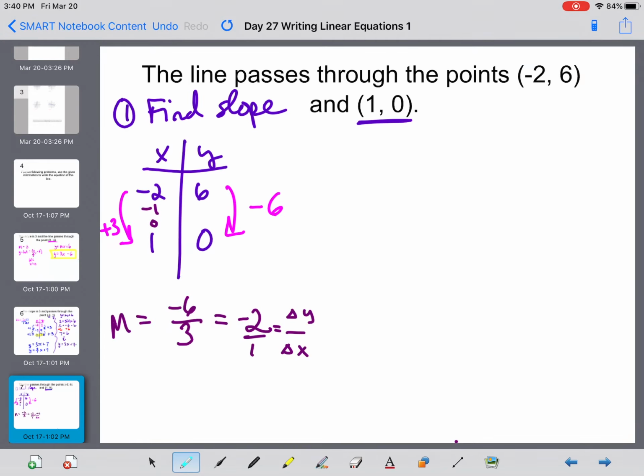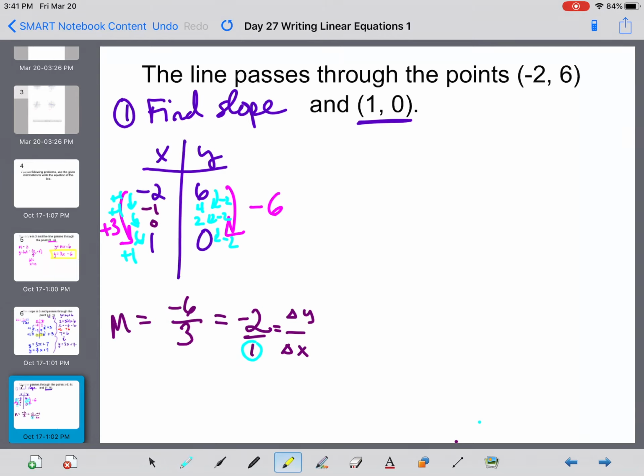Means every time that I'm making a jump here on my y values, I'm going to be going down by 2, right? Wouldn't that be down by 2, and then down by 2 again to get me down to the 0? And then this 1 here in the denominator means my x values are going to be going up by 1 each time.